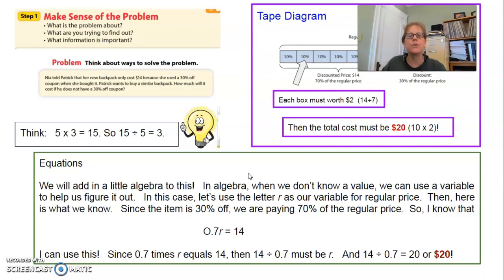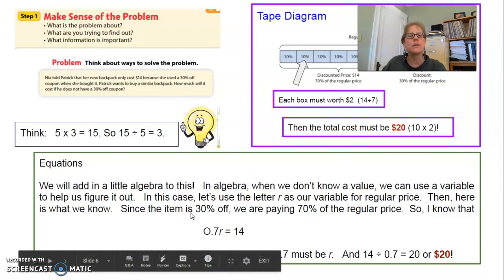Since the item is 30% off, we know we're paying 70% of the regular price. So here's what I know then: 0.7 times R is equal to 14, or 70% of R, the regular price, is 14. I don't know what the regular price is, but I know when I take 70% of it, it's 14. Hopefully that makes sense to you.